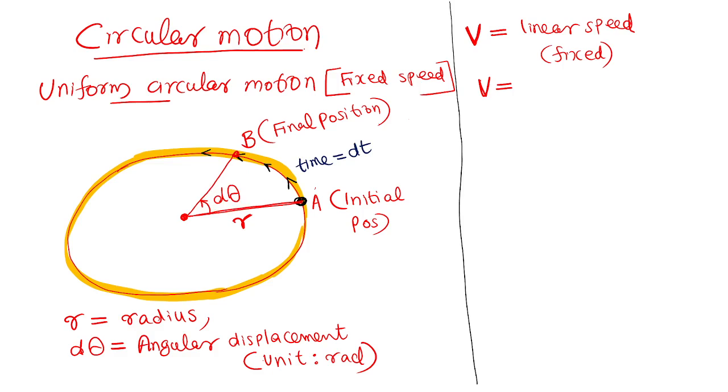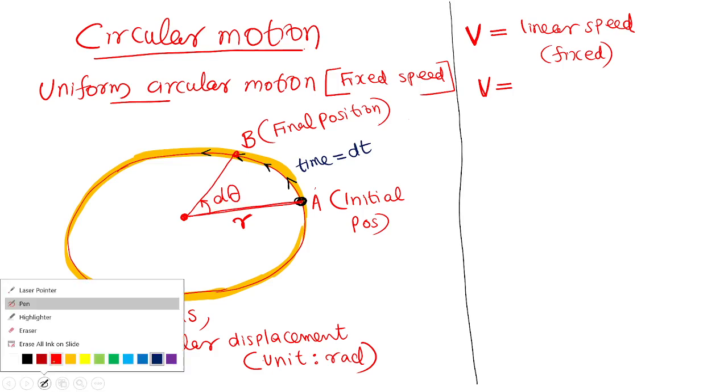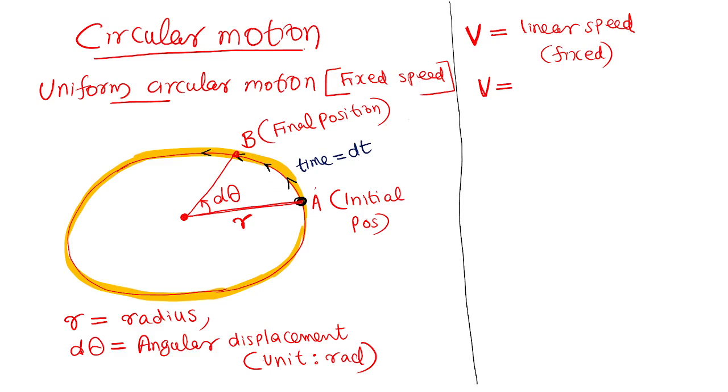Understood? So V, how will you find out V? In order to find out V, suppose the distance between A and B, the distance, let me denote it by some letter.